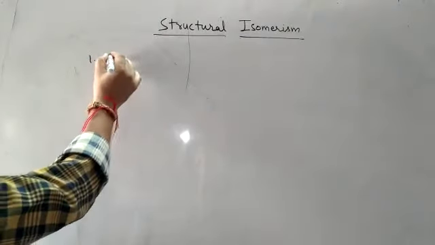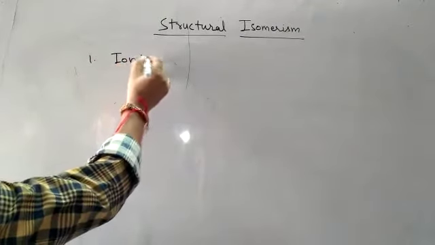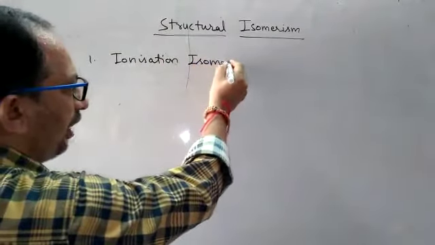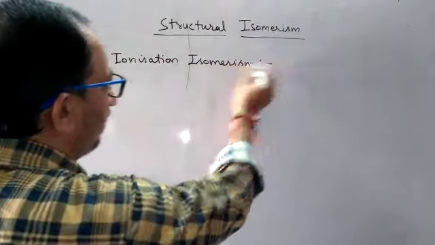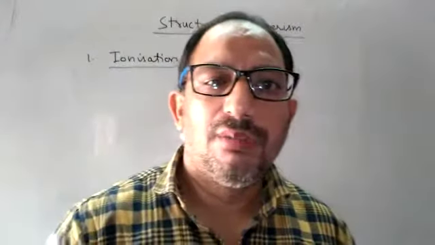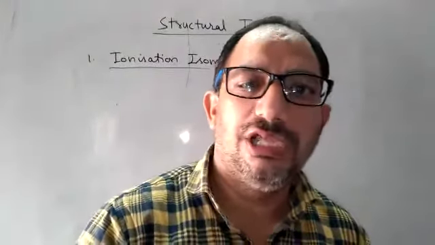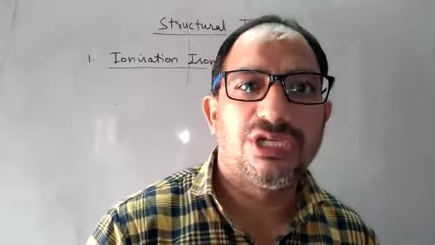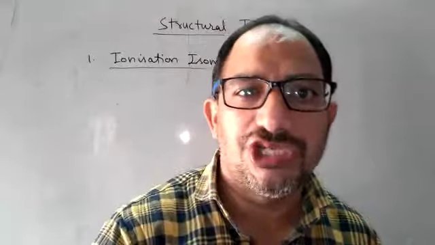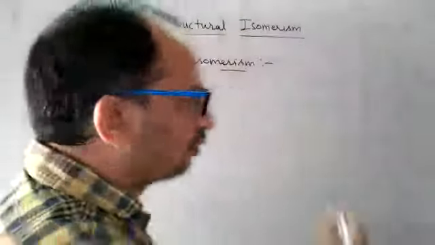The first type is ionization isomerism. Ionization, as the name suggests, refers to compounds having the same molecular formula but giving different ions in solution. Such isomers are called ionization isomers, and the phenomenon is called ionization isomerism. So what is this?